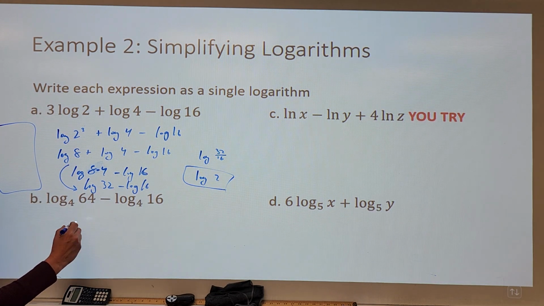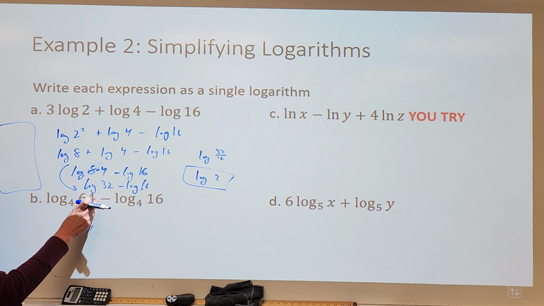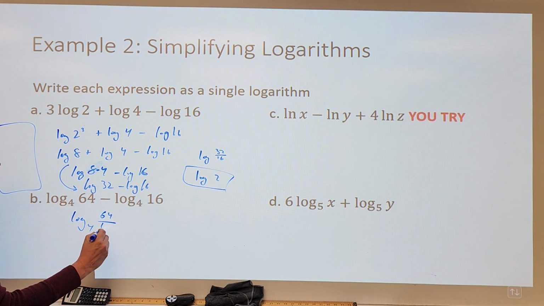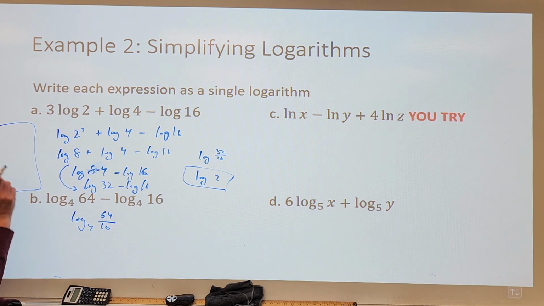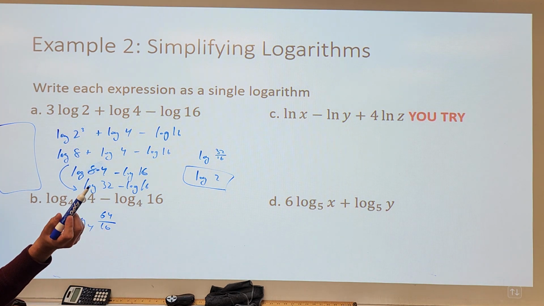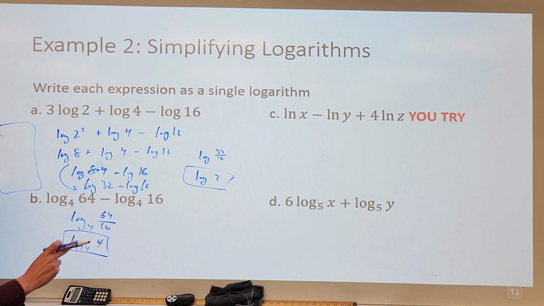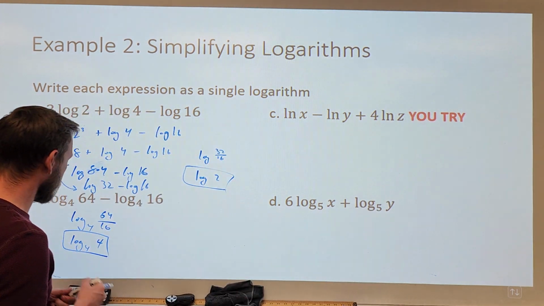Here, we've got log base 4 of 64 minus log base 4 of 16. So I can write that as log base 4 of 64 over 16. And we should know, or maybe we don't know, but we hopefully know that this is 4 cubed and this is 4 squared. And so 4 cubed divided by 4 squared is just 4 to the first power. So writing it as a single logarithm, this is our answer. But we know what log base 4 of 4 is. Log base 4 of 4 is 1.